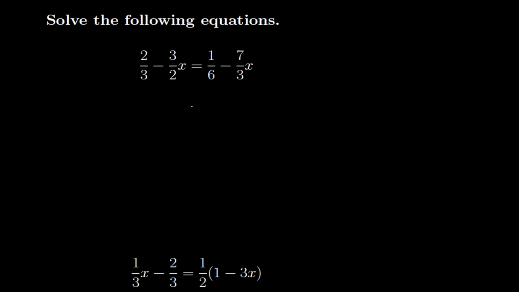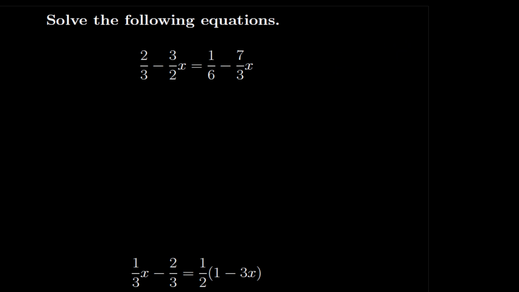Solve the following equations. So we have a fraction minus another fraction equals the same thing. By the way, 3 halves x, this one is in fact 3x over 2. Okay, the same thing. So we need to get rid of these fractions.